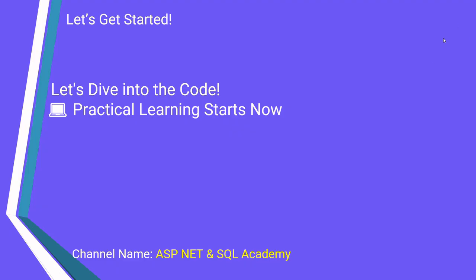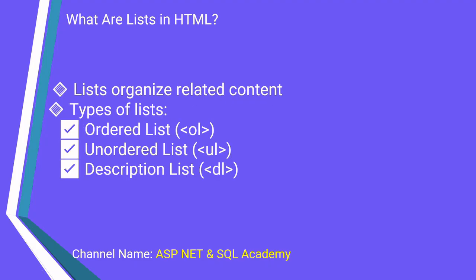Lists help group related information. HTML provides three types: ordered list for numbered items, unordered list for bullet points, and description list for definitions or term-description pairs.